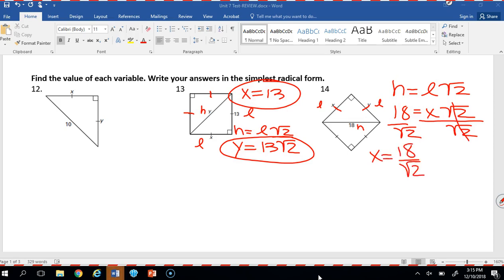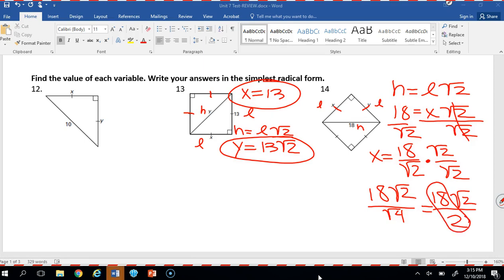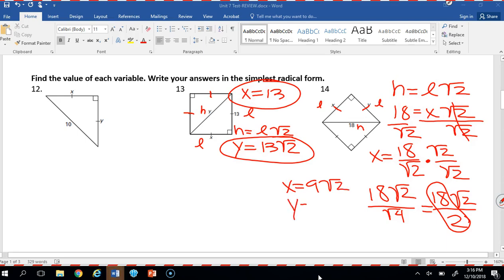If you recall, once again, we cannot leave a radical in the denominator, so we have to multiply both the top and the bottom by the square root of 2. That's going to get us 18 square root of 2 over the square root of 4. And we can take the square root of 4, so that's going to be 18 square root of 2 over 2. And again, these two can be reduced. So that's going to give us 9 radical 2. So here, x is equal to 9 square root of 2, and so is y, because again, those legs are congruent.